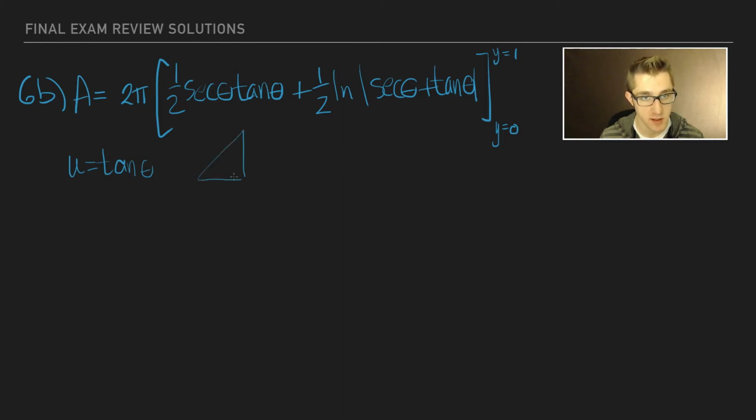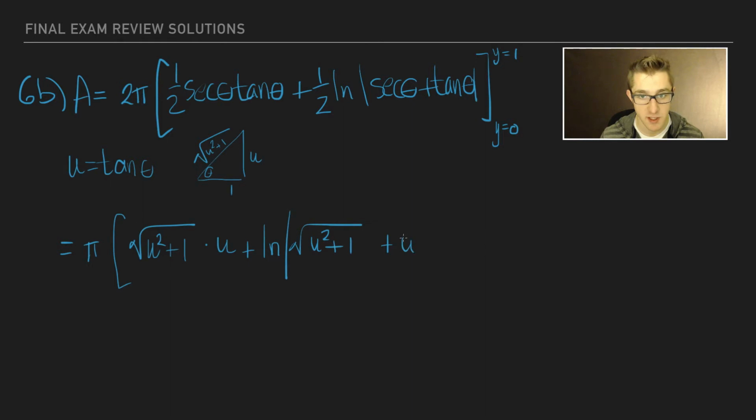I draw a triangle, label one of the angles as theta, and then put u over 1, and then the hypotenuse is the square root of u squared plus 1. So I can cancel this 2 with this 1/2, so I have pi times secant, which is 1 over cosine. Cosine is adjacent over hypotenuse, so I have the square root of u squared plus 1 times tangent, which is u, plus the natural log of the absolute value of the square root of u squared plus 1 plus u.